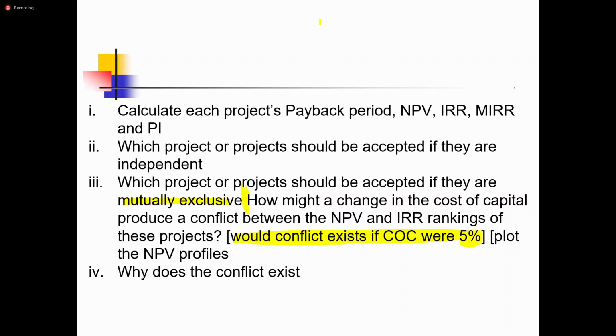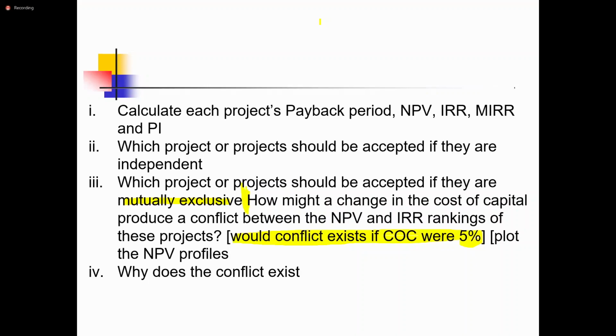I will tell you the answers. You can write down and check your answers once you've done this. Payback period X, you can write down 2 years and 2 months around. Payback Y, 2 years and 9 months. NPV X 966, NPV Y approximately 630.7.